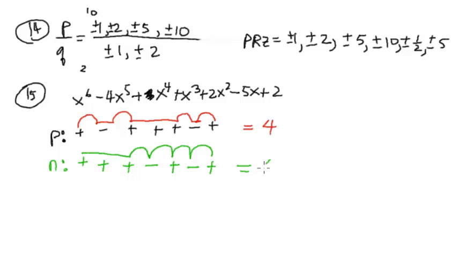Okay, so let me see if I did this correctly. Got positive, negative, positive, positive, negative, positive. And this one's positive, positive, positive, negative, positive, negative, positive. So 1, 2, 3, 4. Okay, so there could be up to 4 positives and 4 negatives on this problem using Descartes' rule.